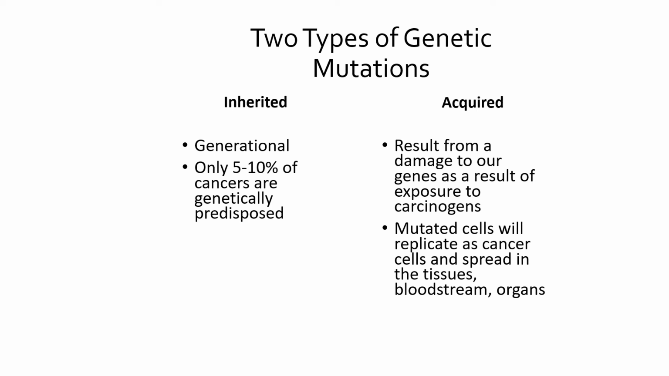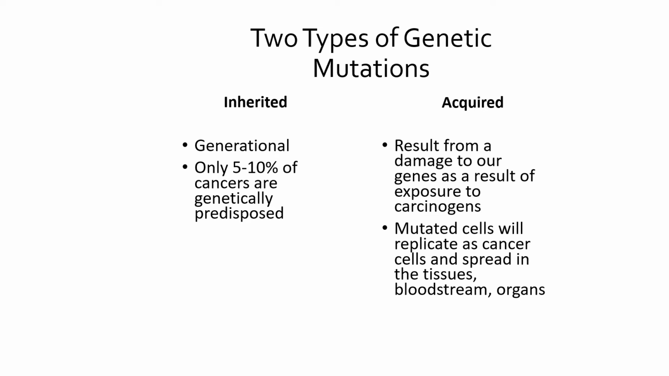I'm going to start on this slide about two types of genetic mutations. Cancer cells turn regular cells into cancer cells when they're exposed to some kind of a mutation. Some of those are inherited, so that will be generational, such as breast cancer, passing those BRCA genes and the HER2 genes and things back into generations.